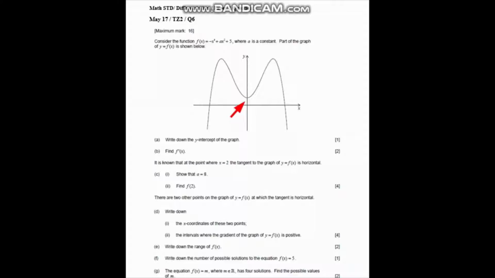So to get the y-intercept, I simply substitute 0 for x in the original function. And of course, any term with an x to any power shall become 0. So this term is neglected, this term as well, and all that remains is the 5. Hence, the y-intercept of the graph lies at y equals 5. So this is the y-intercept. Next, I'm required to find f dash of x.